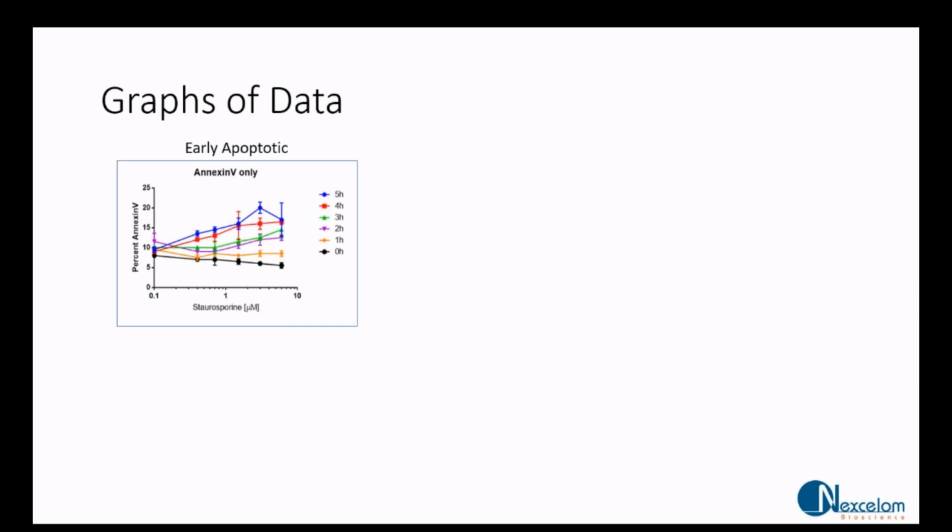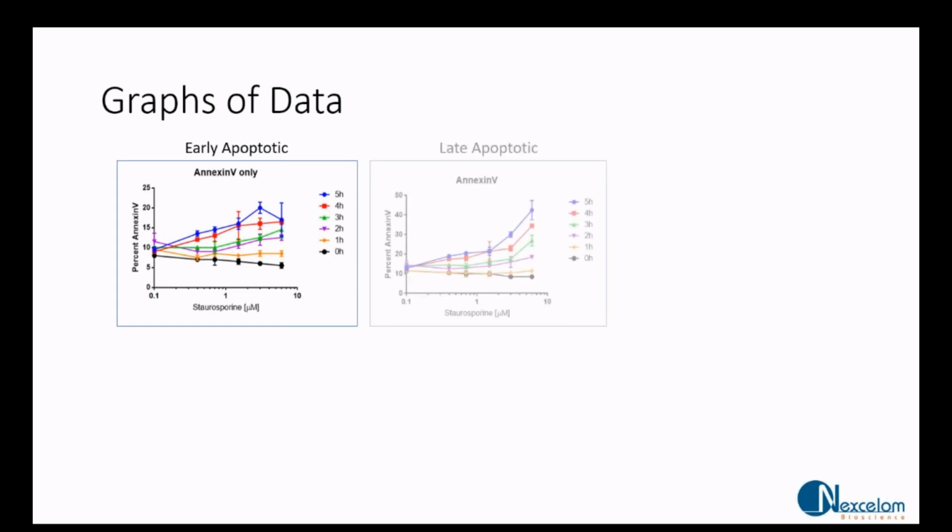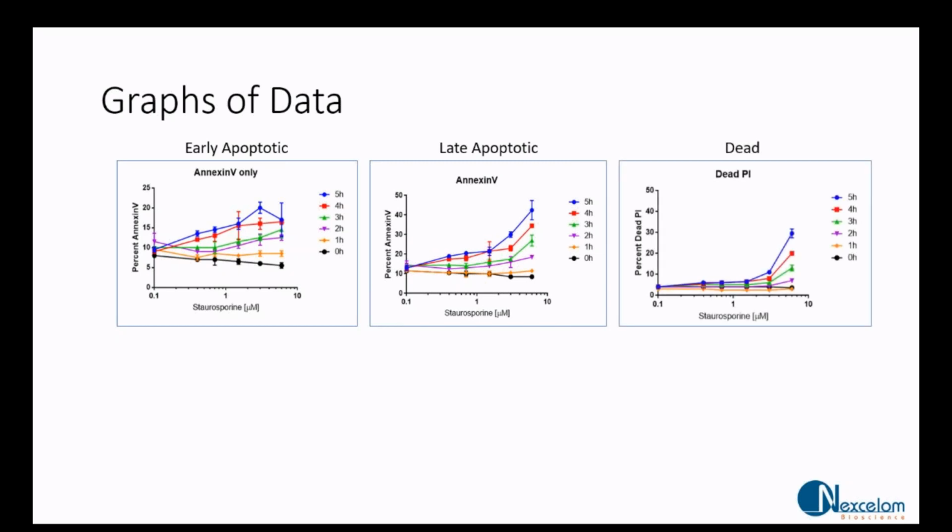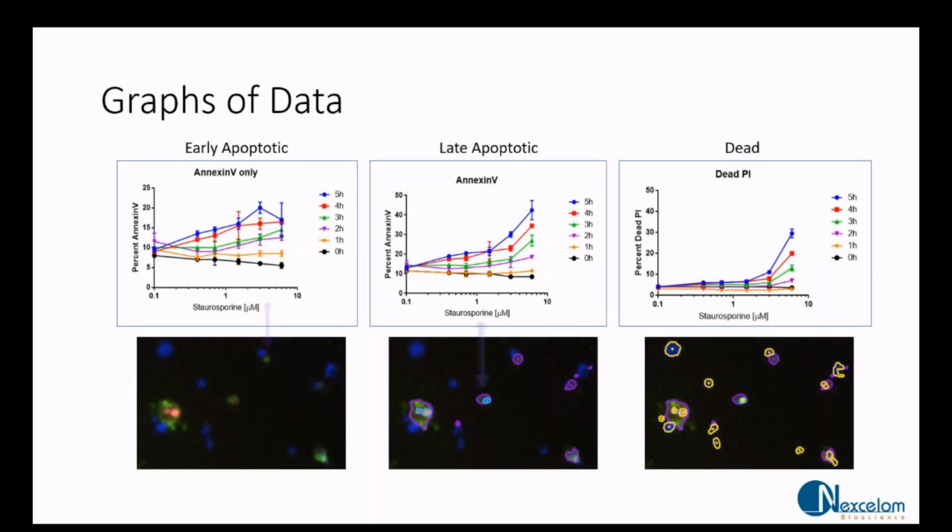All right, so let's go ahead and show you graphs of the data to showcase the time of drug addition and the output of PSE positive cells. Here we have the Annexin 5 only, so this would be subtracting out any of the dead cells. This is actually the Annexin 5 stained PSE counts over 5 hours, and then you have the dead population.